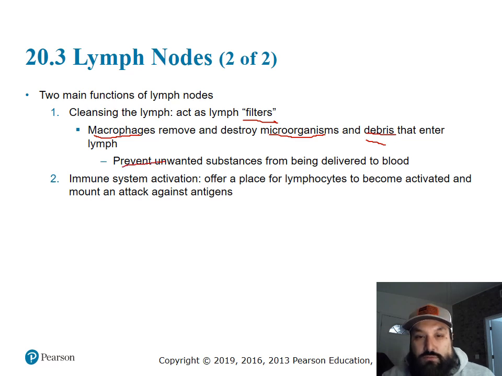What we want is to take away unwanted substances going back into the blood. We don't want that in the blood. So what would we want to do? Clean that out, right? So the nodes help to do that. They also help us activate the immune system. Great function, right? Activating the immune system is really important. When we activate the immune system, we can fight infections better. We can fight things like that better.